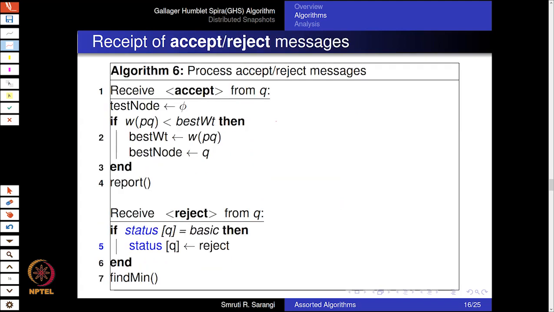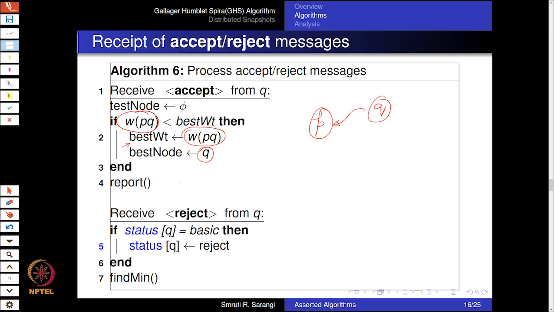Okay, so after I receive an accept message from Q, which means that Q does not have an objection, I set, so once let's say P gets an accept message from Q, which means that Q does not have an objection, then I set the test node to null, and let's say if the weight of PQ is less than the best weight that I have seen, then I set the best weight to weight of PQ, and I set my best node to Q, and I report this fact.